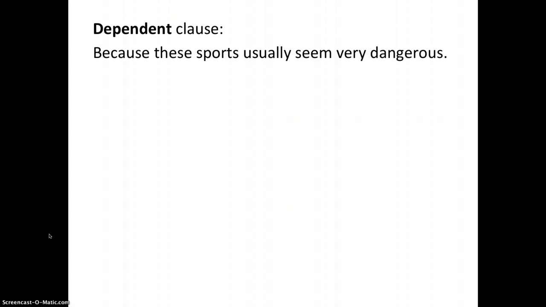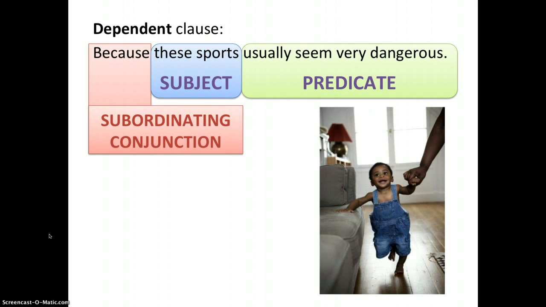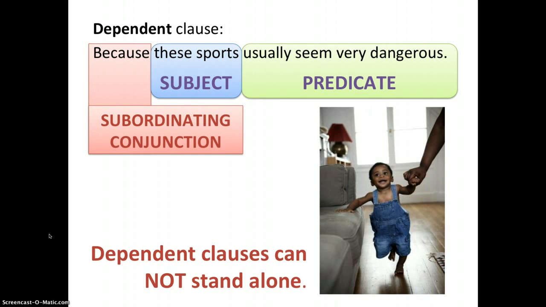But dependent clauses are different because these sports usually seem very dangerous. So again, we have a subject and we have a predicate, but we have a subordinating conjunction, like because, and that is signaling that it's a dependent clause. So dependent clauses are different. They depend on someone else. They cannot stand alone.